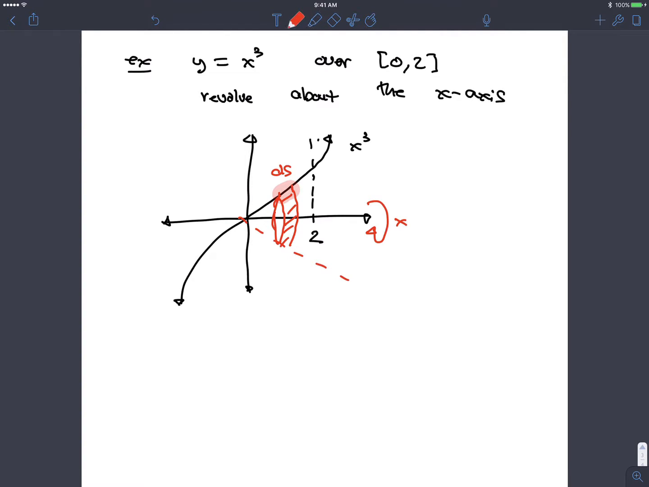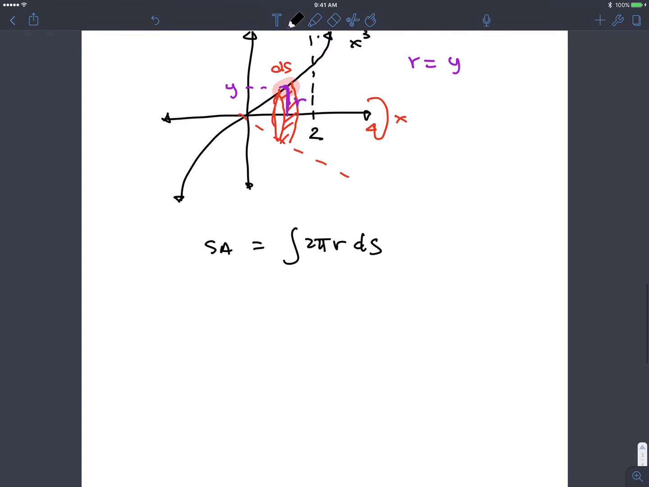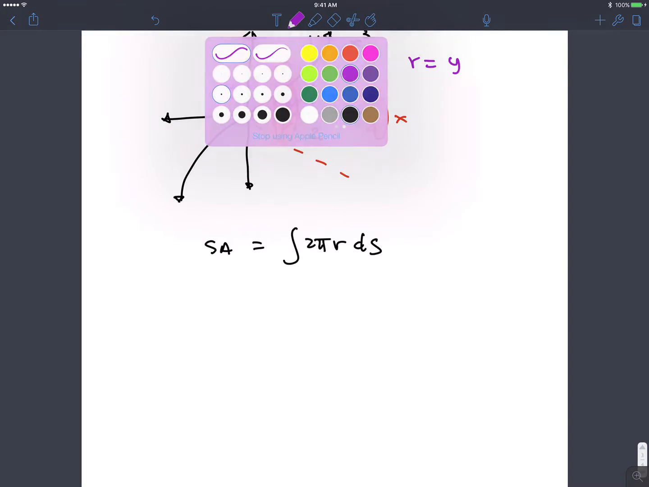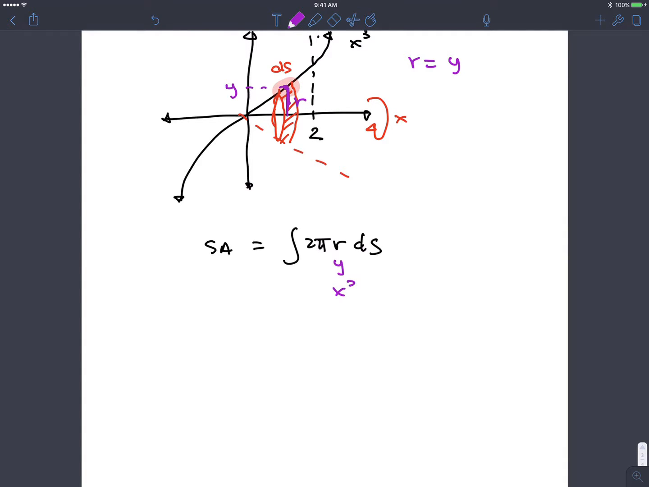And again, we're going to need that radius. So the radius here, here's a vertical line. Here's my radius. r again is the y coordinate value. So for every x value in this region, y is that radius. Okay, you guys okay with that? You got your integral of 2 pi r ds for surface area. And again, our radius is the y coordinate value, and that's x cubed.